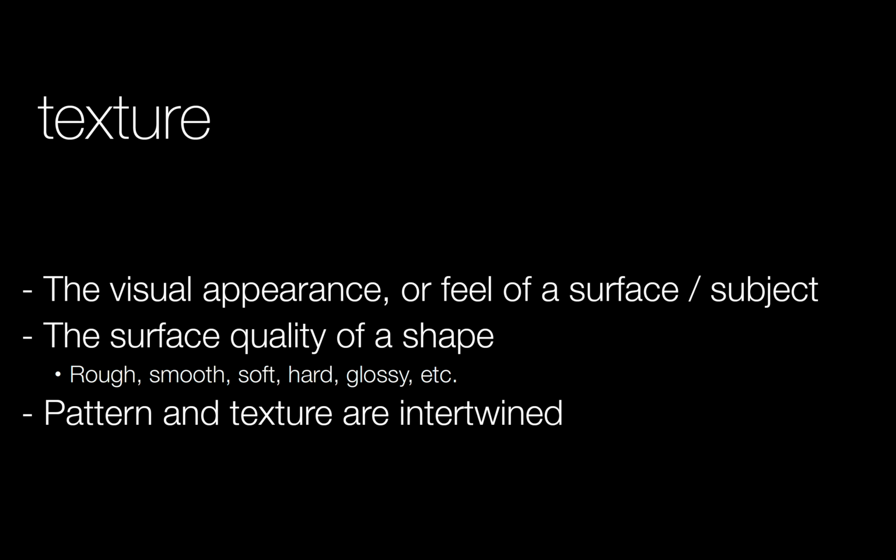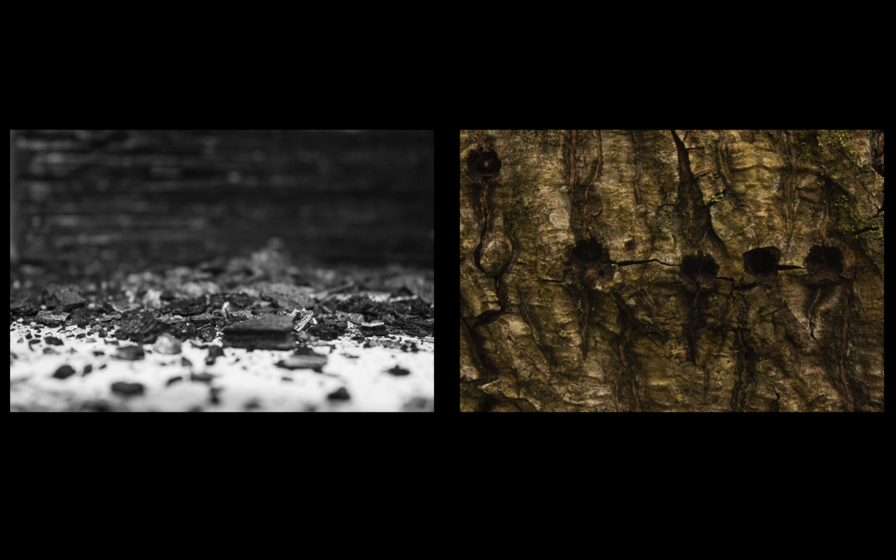Next is texture, which has to do with the tactility, the visual appearance of a subject or a surface. The surface quality, how you would expect it to feel. Often texture and pattern are intertwined. Here we have this very specific texture with this broken material, and then the other texture is really nicely blurred out. Really nice figure ground example.